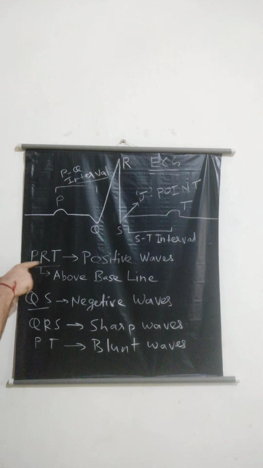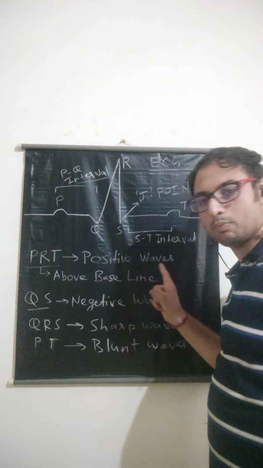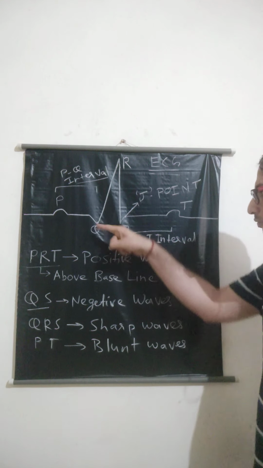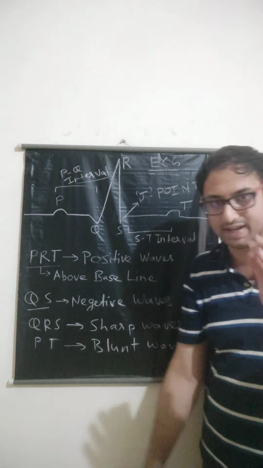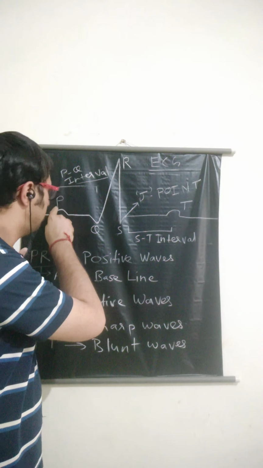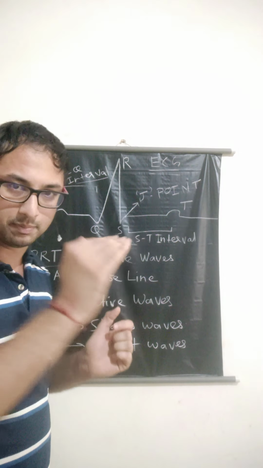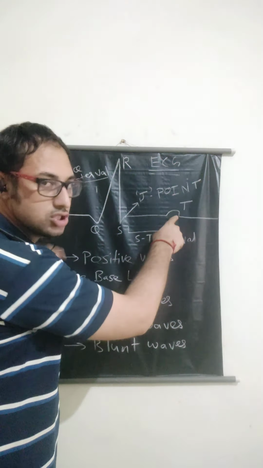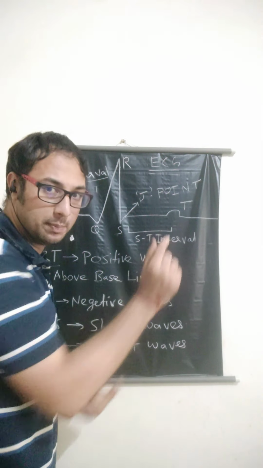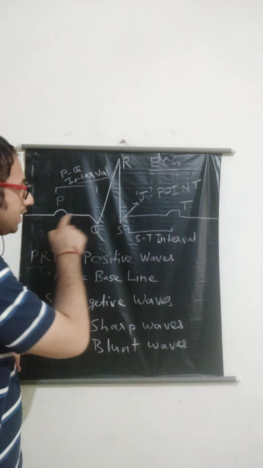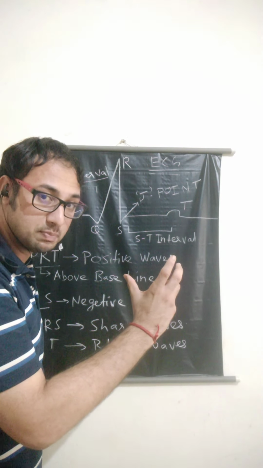Here you will see P, R, T are positive waves, and Q and S are negative waves, because they are pointing downward. And one more thing you will observe here is that this P wave has a blunt end, not a pointed end. T also has a blunt end. They are not pointed waves. So P and T are also called blunt waves.